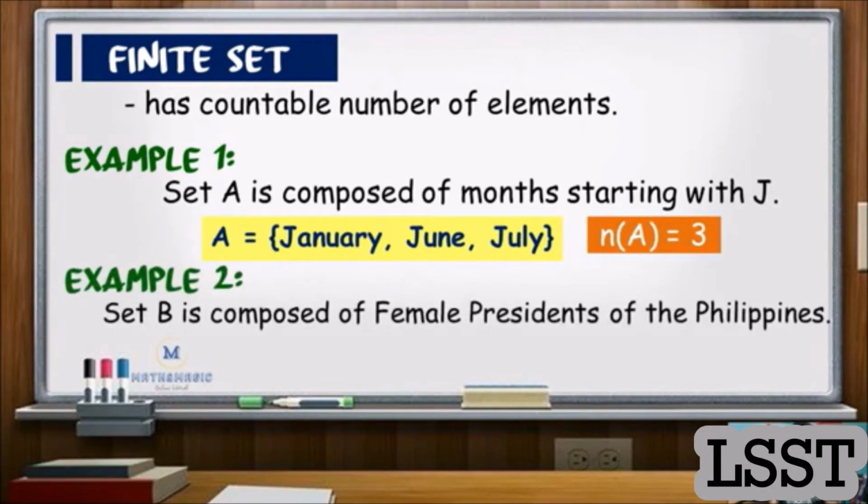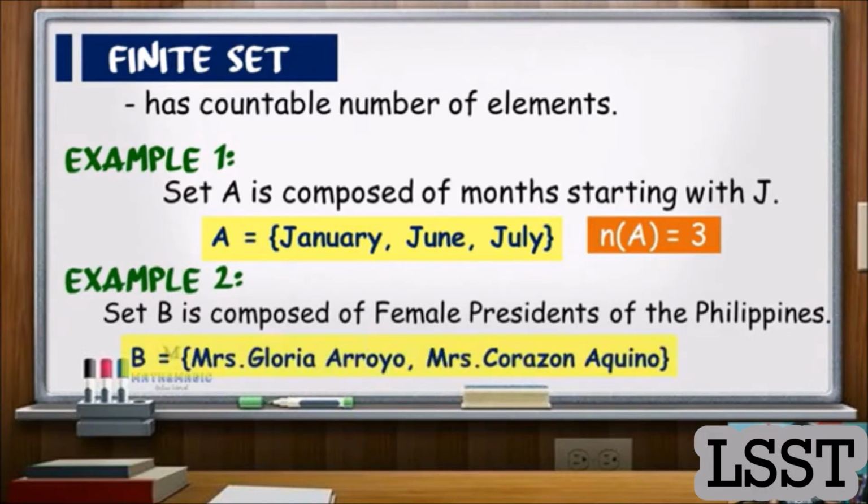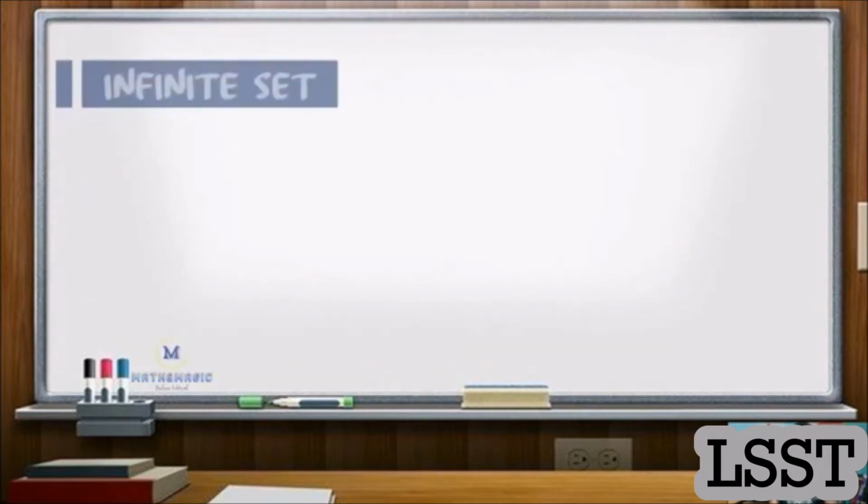Next is composed of female presidents of the Philippines. So you have the elements Mrs. Gloria Arroyo and Mrs. Corazon Aquino. So there are 2 elements in that set.